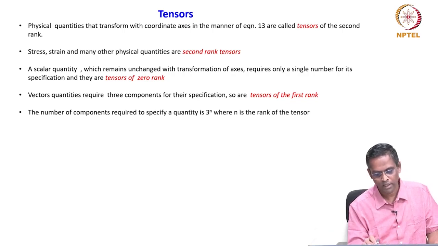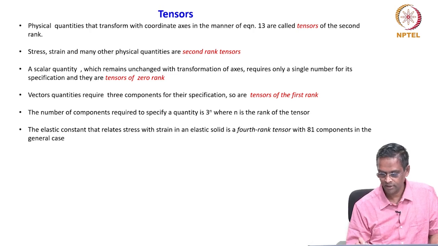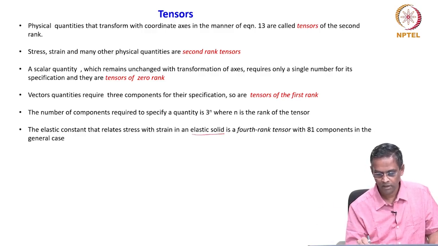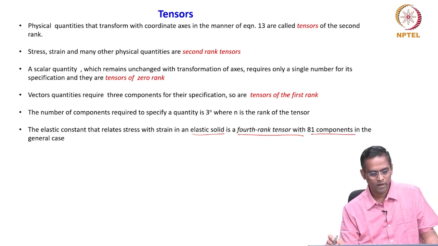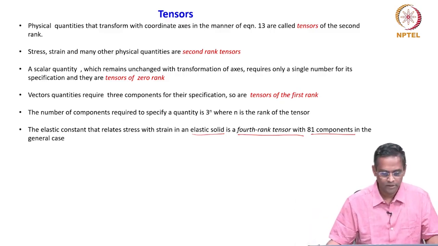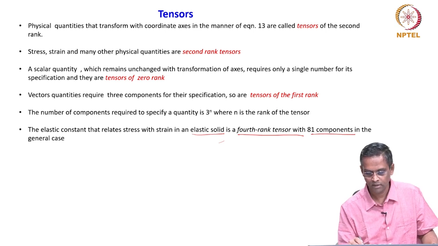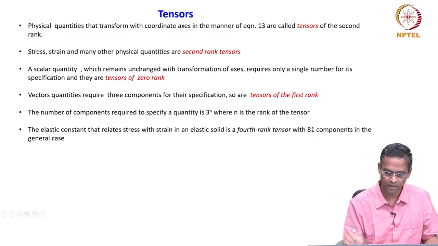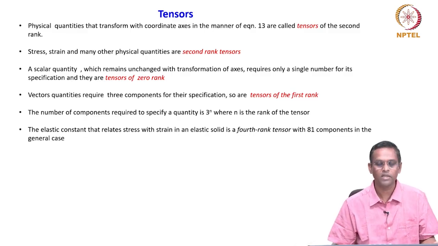The number of components required to specify a quantity is 3 to the power n, where n is the rank of the tensor. And we are going to see in a few classes that the elastic constant, which relates stress with the strain in an elastic solid, is a fourth rank tensor with 81 components in the general case. We use elastic constants, Young's modulus, right? That relates the stress and strain for a purely elastic material, as a fourth rank tensor. That means 3 to the power 4, which is 81 components, are required to specify it. We will be seeing this when we go to a specific cubic system, how these elastic constants are evaluated.